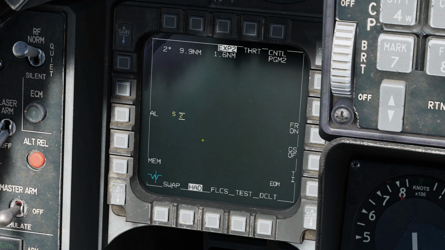So on the long axis, so that's going to be an axis extending from our aircraft across the target, the deviation is 9.9 nautical miles. So we know that it's somewhere within a circle that is 9.9 nautical miles long in this direction, and in the short axis it's 1.6 nautical miles.